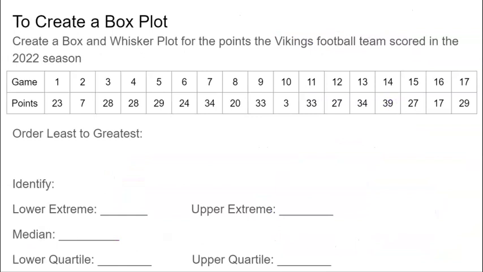All right, we are going to now create our own box plot. We are going to create a box and whisker plot for the points the Vikings football team scored in the 2022 season. So here in this table, we have our data. And the first step is always, we're going to order from least to greatest. We want our numbers in order from least to greatest. So, let's see, 3, then 7, and then we can go up to 17.